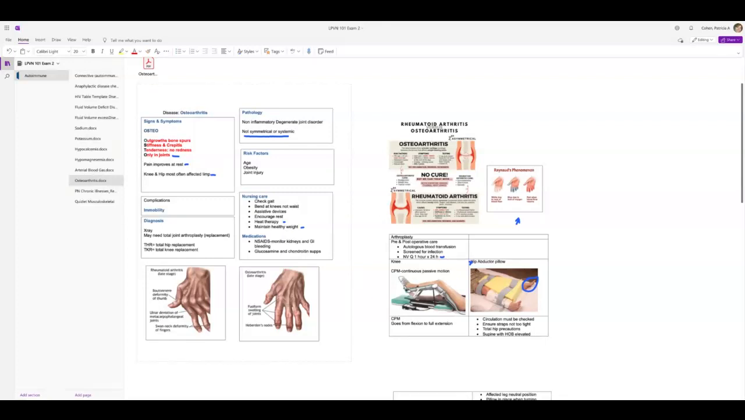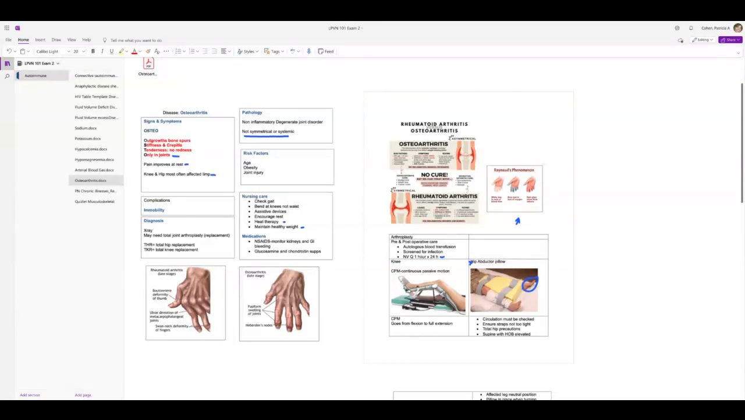Here's the difference. With osteoarthritis, it's asymmetrical. It happens on one side of the body. With rheumatoid arthritis, it's symmetrical. It happens on both sides of the body. This is a picture of Raynaud's phenomenon that I was talking about, because people with rheumatoid arthritis may have Raynaud's. Here's the fingers turning white, then blue, then red.